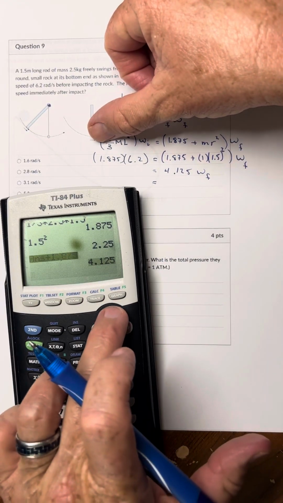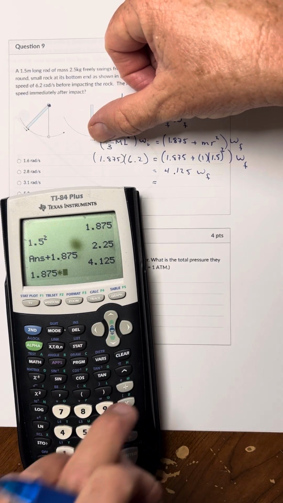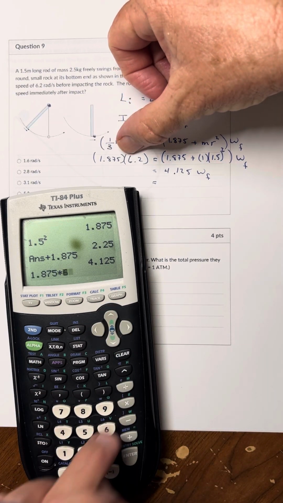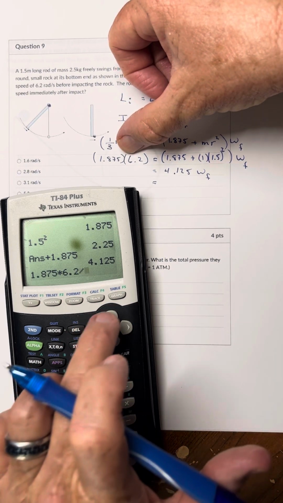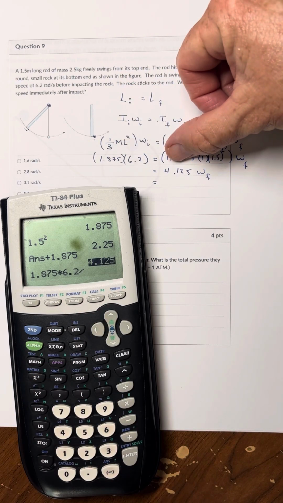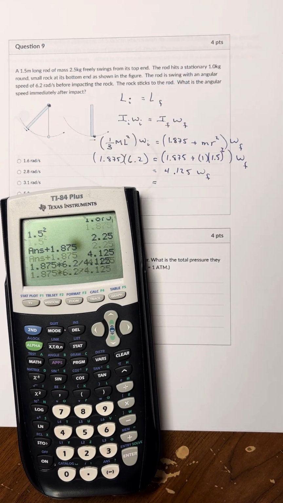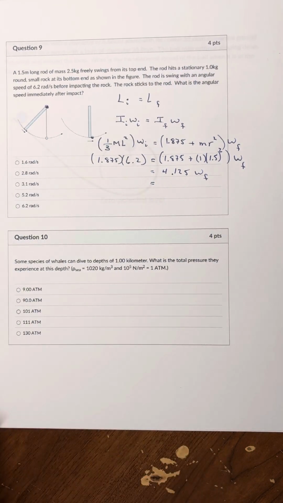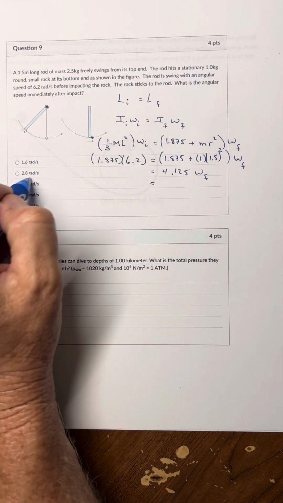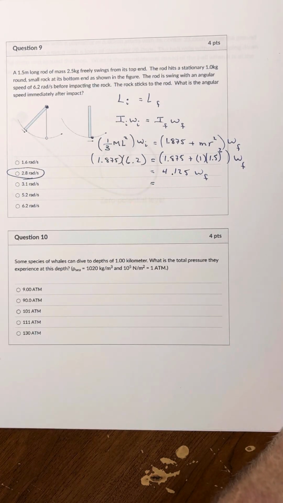Okay, so taking the inertia of the rod times 6.2 and then dividing it by the other side, I should get a speed of about 2.82, or just 2.8 for two significant figures. And so that would be B.